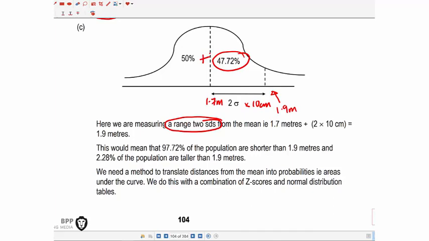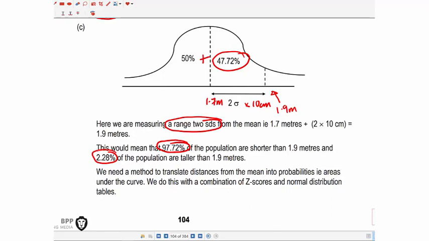We have 50% below the mean, plus the 47.72% that sit within 2 standard deviations from the mean. So again, we can interpret that 97.72% of the population are shorter than 1.9 metres and 2.28% are taller. Okay, and we can use this information basically to interpret any data sets.